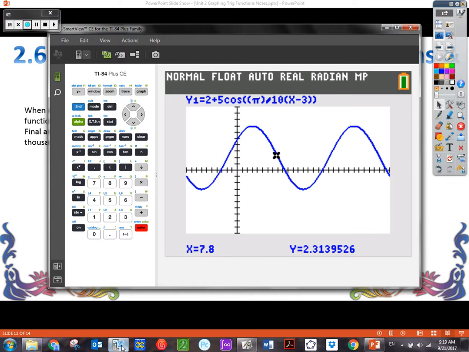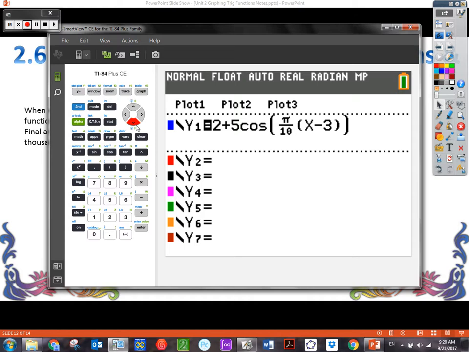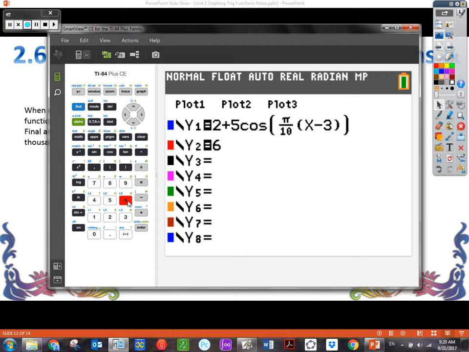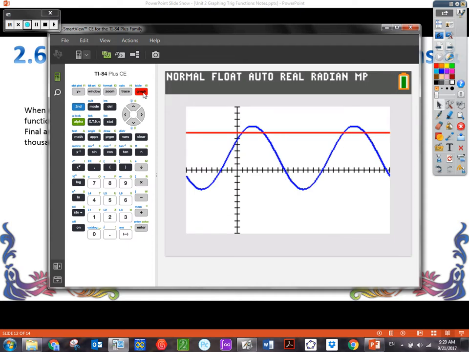Okay, so to do that, I would go to my y equals and put a 6, right? So we're basically going to intersect our trig equation with our y value. The y value is 6. So we graph that, and because I have quite a few more x's showing on my x-axis, we see multiple solutions. What we want is this location and this location. We want to find those two locations.